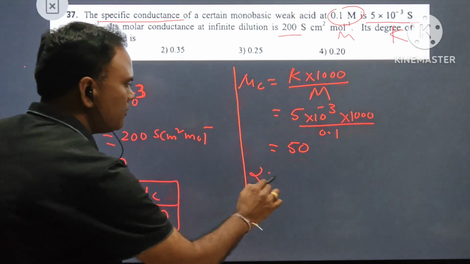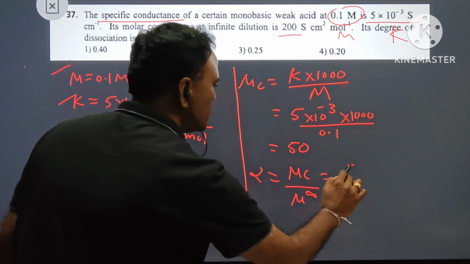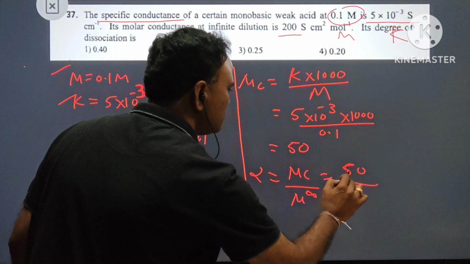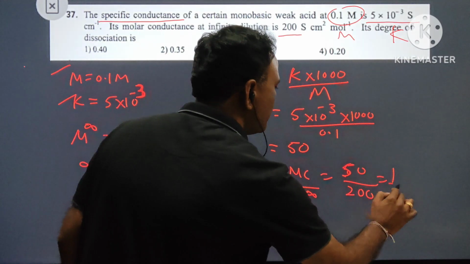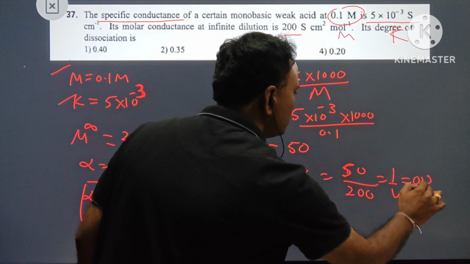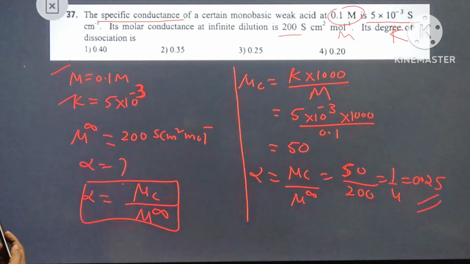Substitute in the formula: alpha is equal to mu c by mu infinity, which is 50 divided by mu infinity, 200. That is 1 by 4, which means 0.25. Third option.